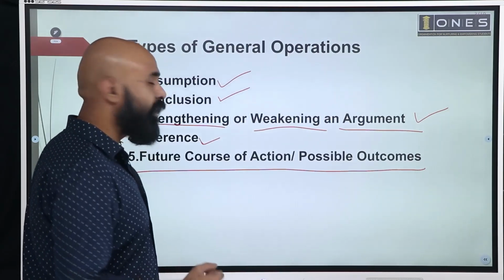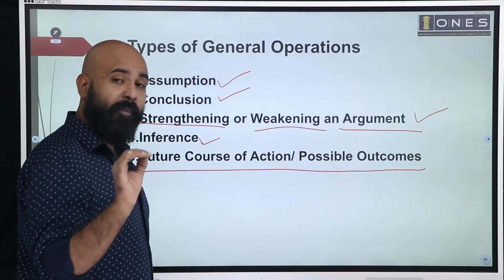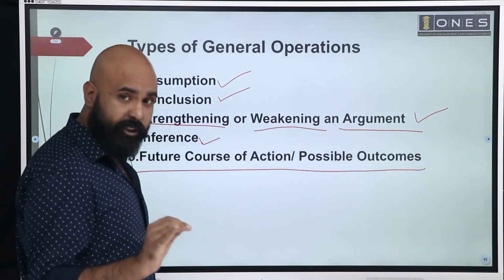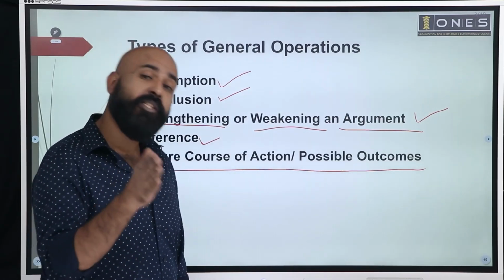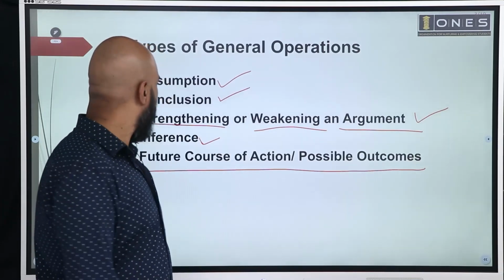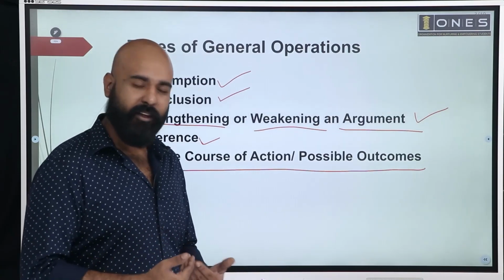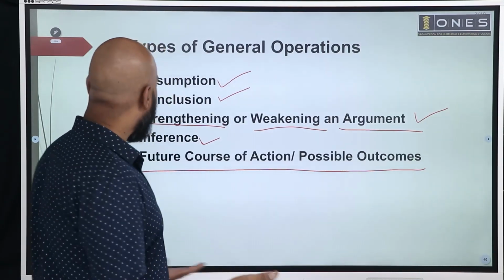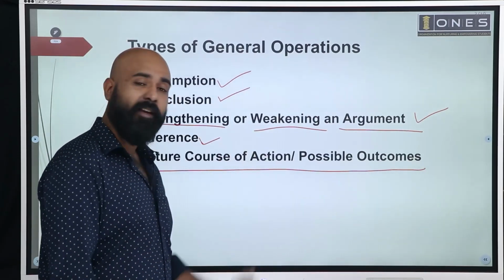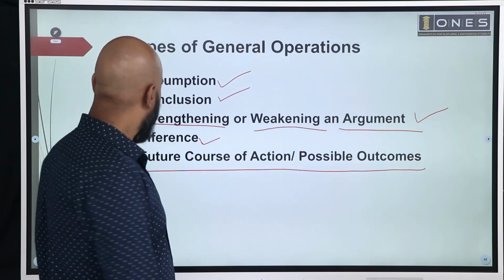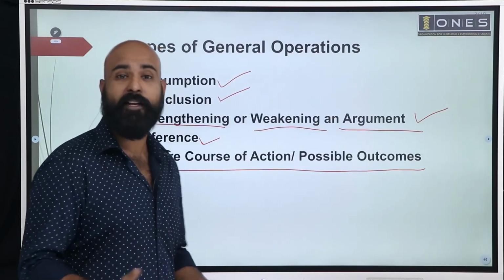All right. So guys, let's have a quick revision. Assumption means assuming, as in taking a temporary decision based on whatever data is provided to you. That decision could stay permanent or may change. Number two, conclusion. Conclusion is the final decision or the final settlement. Strengthening or weakening an argument. Strengthening means supporting the passage. Weakening means going against the passage. And of course, inference. Inference means what you absorbed or what you understood from the entire passage.